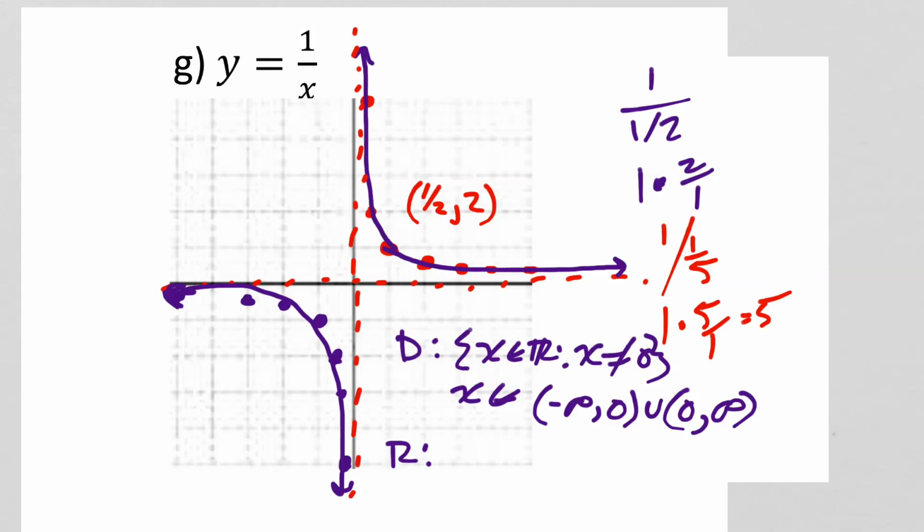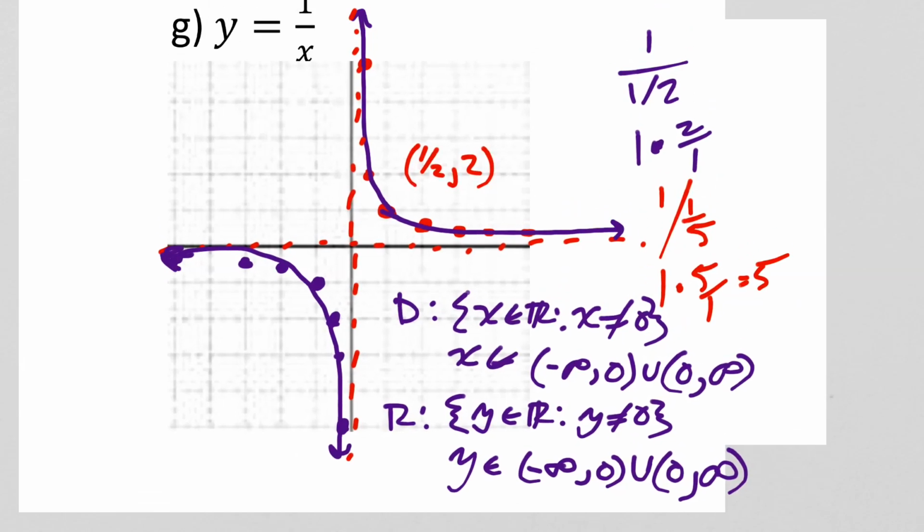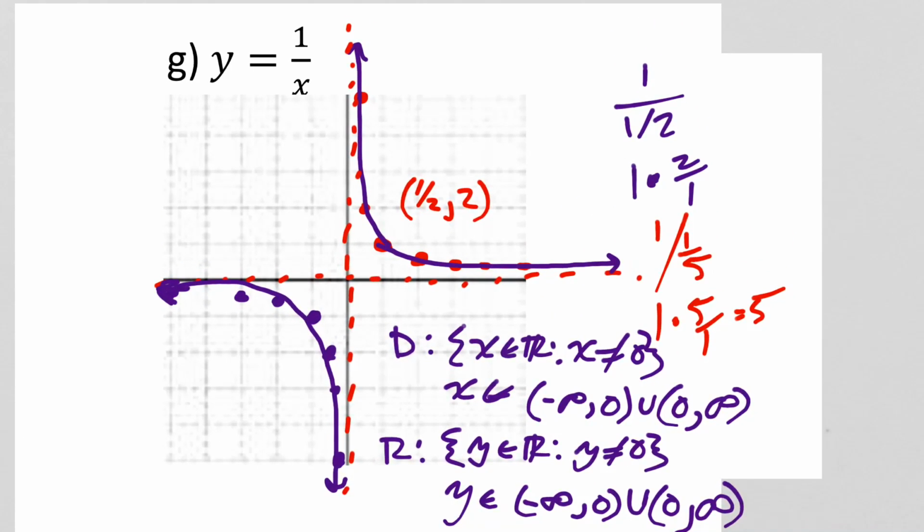Range is going to be the exact same thing. y in the set of real numbers such that y is not equal to 0. And then, additionally, same thing, y in the interval negative infinity up to 0, not including it, union with the set starting at 0 but not including it up to positive infinity. There you be. That is our reciprocal function.